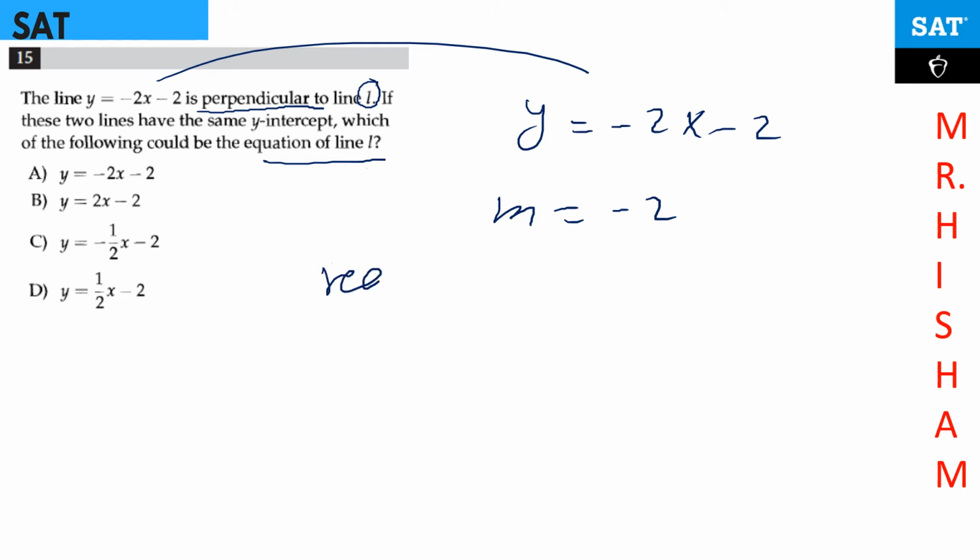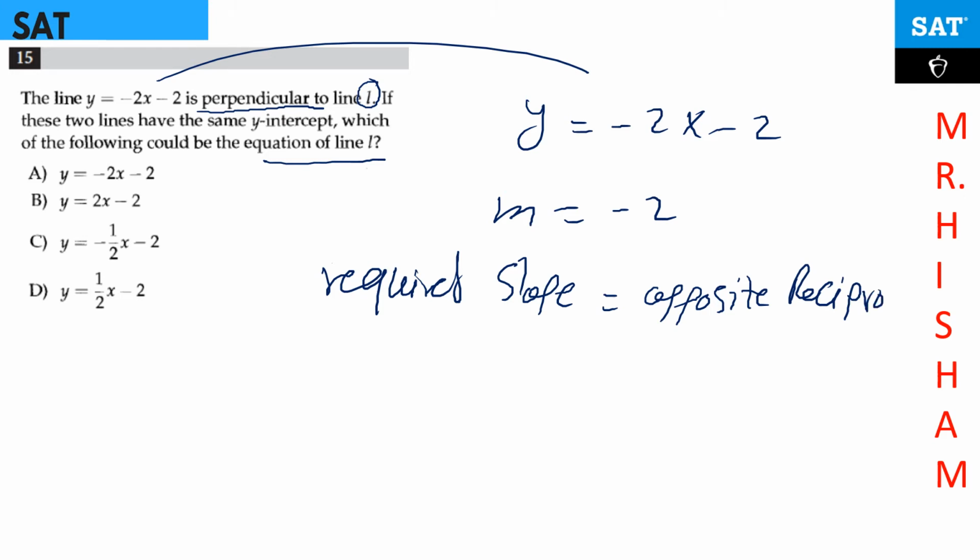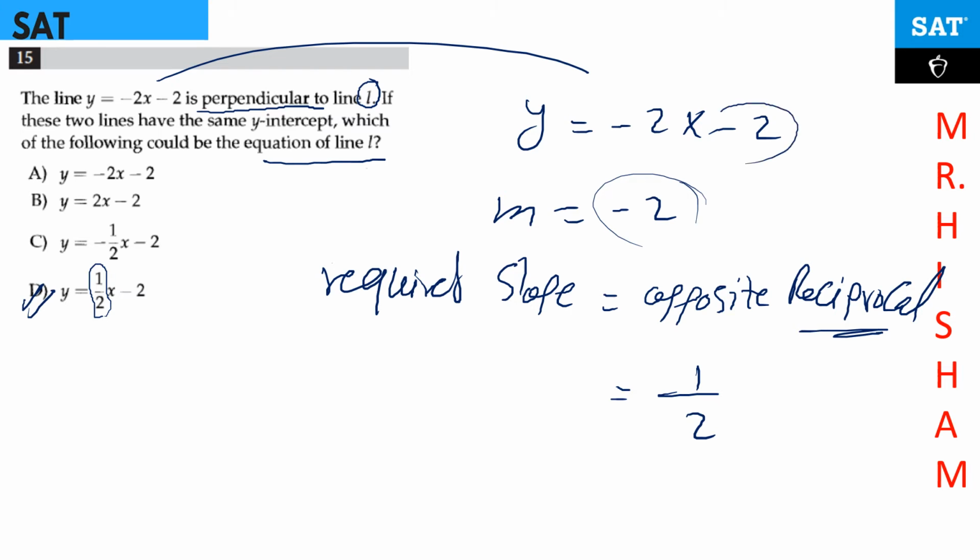So the required slope, which is the slope of the perpendicular, is the opposite reciprocal. By opposite reciprocal I mean that opposite means if this one is negative, this one is positive. And reciprocal is going to be 1 over 2, I flip the fraction. So I'm looking for which straight line has slope one half, which is D. And it told me that they have the same y-intercept, which is negative 2. So the right answer is D.